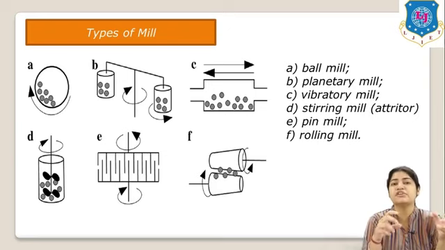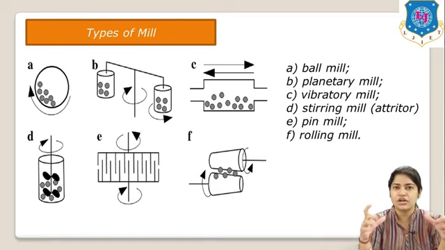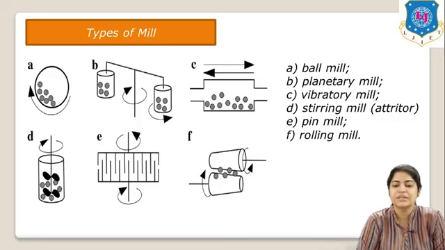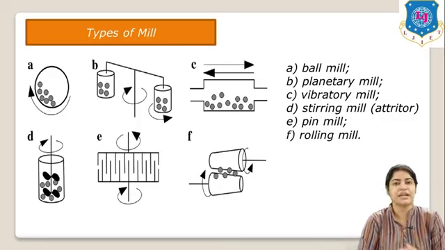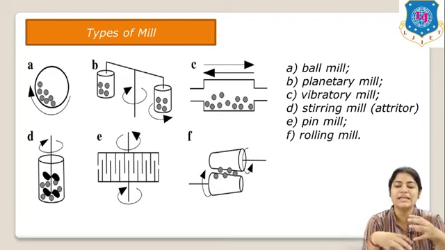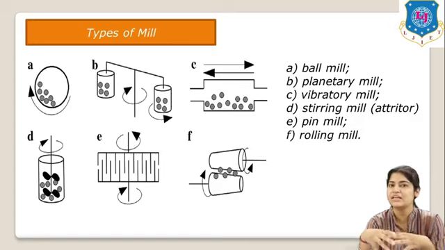Here, instead of balls, horizontal pins are responsible for the breaking down of your material. And F is your rolling mill. As simple as that, you can see that between 2 rollers your material is fed, and because of the counter motion of the rollers with respect to each other, the material is crushed.